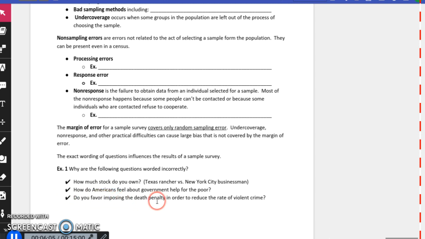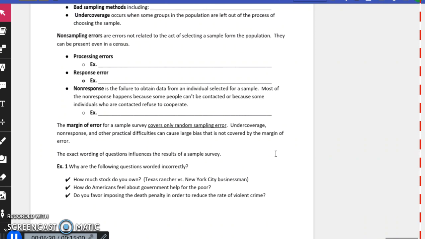And do you favor imposing the death penalty in order to reduce the rate of violent crime? This is a leading question because, yes, a lot of people want to reduce the rate of violent crime, but maybe they don't feel like the death penalty is the way to do it. But if you say no to that, then you're like, oh, you don't want to reduce crime. So that's a leading question.